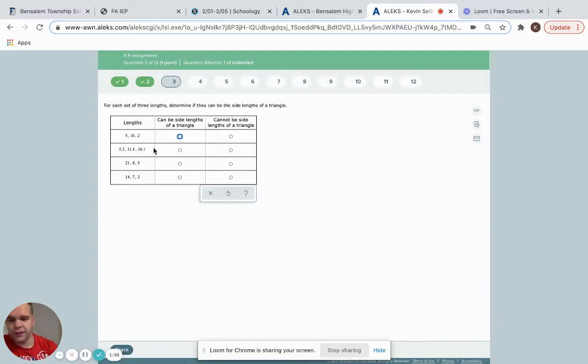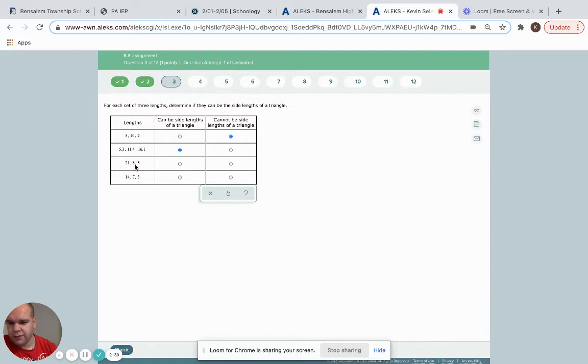For this one, you need to see if these will make a triangle. As you can see, 5 plus 2 equals 7, and that is smaller than 10. So those side lengths will not make a triangle. For this one, we've got 5.3, 11.4, and 16.1. 5.3 plus 11.4 is going to come out to 16.7. So that is large enough. Those are the two smaller sides that add up to more than the larger side, so that is going to be large enough for side lengths of a triangle.